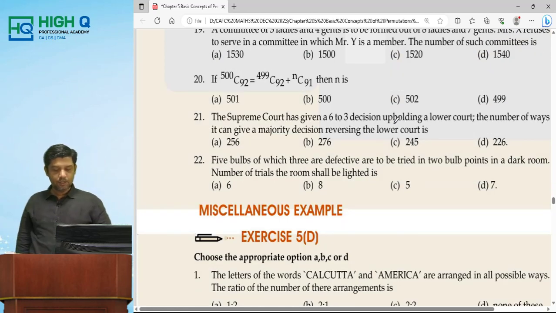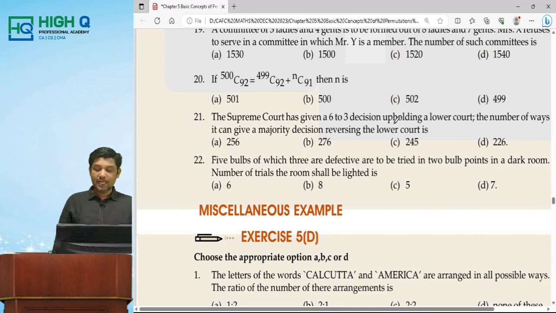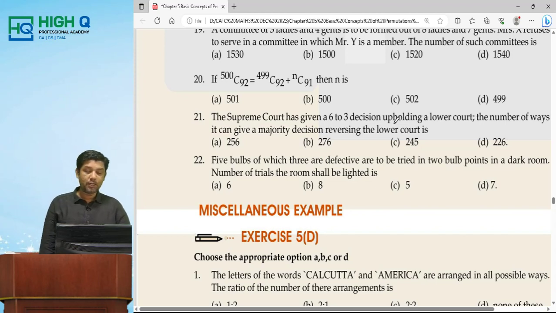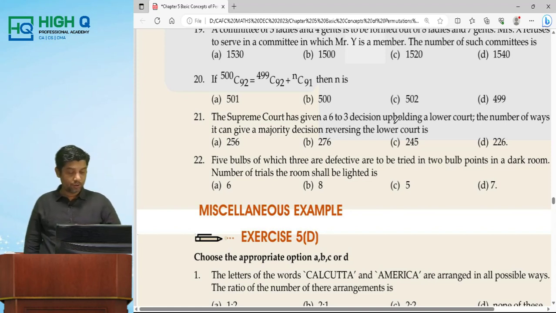Now, sum number 21. The Supreme Court has given a 6-3 decision upholding a lower court. The number of ways it can give a majority decision reversing the lower court. Please listen here. The Supreme Court has given a 6-3 decision upholding the lower court. The number of ways it can give a majority decision reversing the lower court.